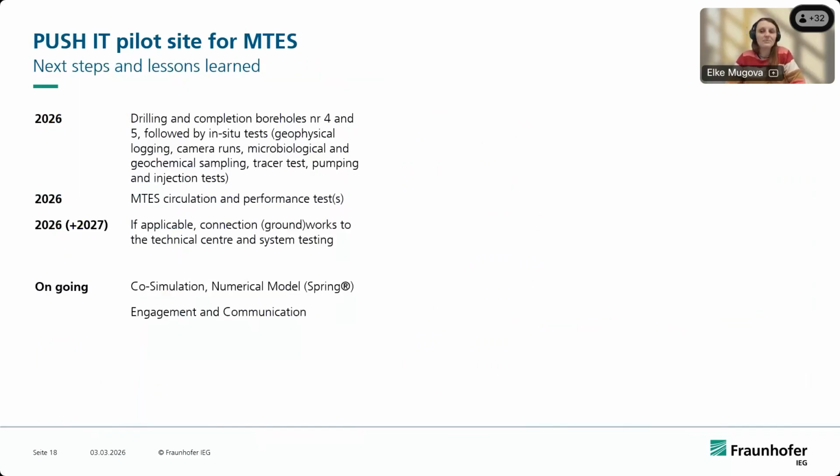So what are the next steps, and what are the lessons that we learned? The next steps are that we want to complete boreholes number 4 and 5. These are on the other side of the technical center, and then also again conduct geophysical logging, camera runs, microbiological investigations, and geochemical sampling. With the microbiological investigations, we work together with our project partners from the French Geological Survey. And because we don't really know with the heat storage how the injected heat will also affect the microbiology inside the mine environment.